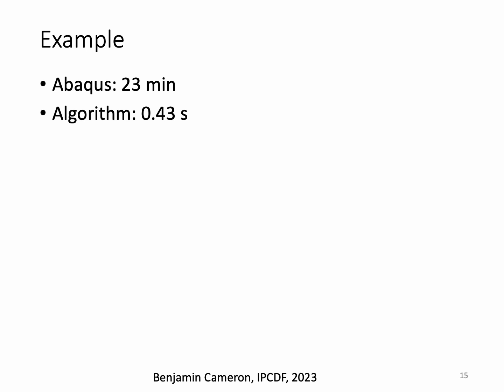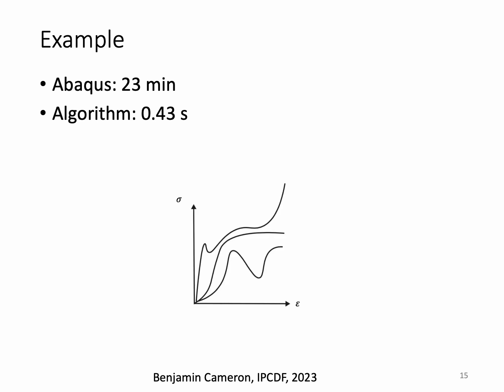Because Abaqus, or the finite element solver, is solving a nonlinear forward problem, it took a long time, approximately 23 minutes. Whereas this algorithm, because it's linear, took less than a second to solve. So this approach is actually very computationally cheap. And you can imagine if you compare this to running large numbers of finite element simulations, there's orders and orders of magnitude difference. We also made no assumptions about the shape of the stress-strain curve, again, or homogeneity, or anything like that.